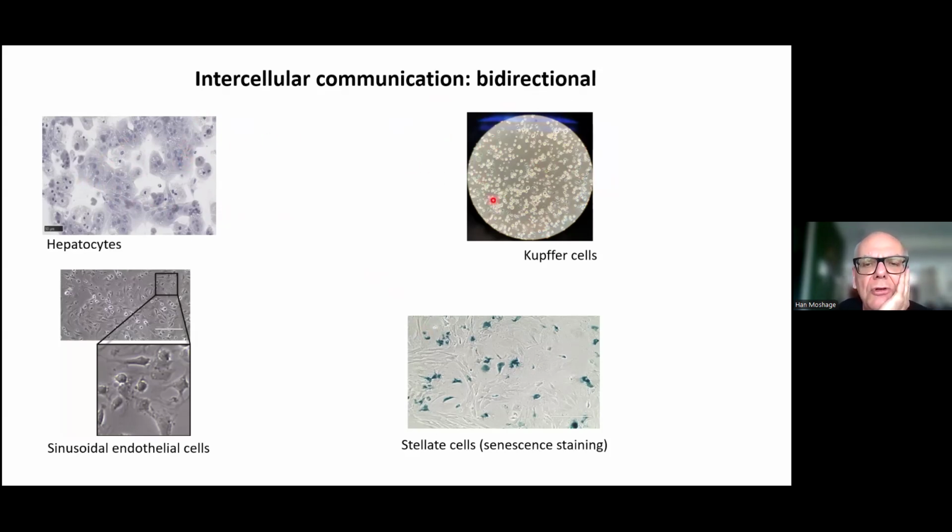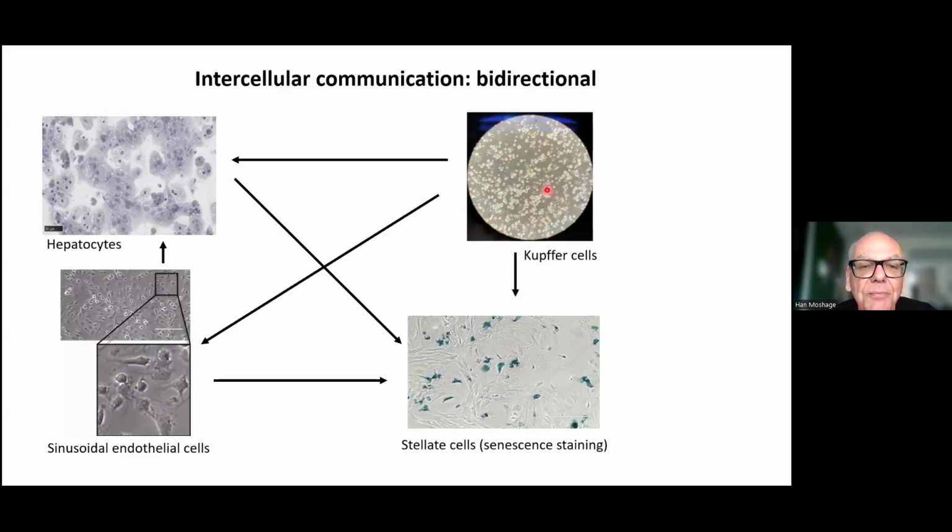What you see here are all cultured cells. These are cells which are isolated from rat livers, separated from each other, and brought into culture. So these are cultured hepatocytes, cultured Kupffer cells, cultured stellate cells, and cultured sinusoidal endothelial cells. And these cells communicate with each other. And usually people look at two cell types for intercellular communication. For example, they investigate what the effect is of Kupffer cells on hepatocytes, or they investigate what the effect is of Kupffer cells on stellate cells.